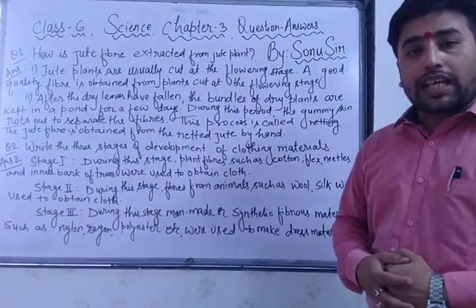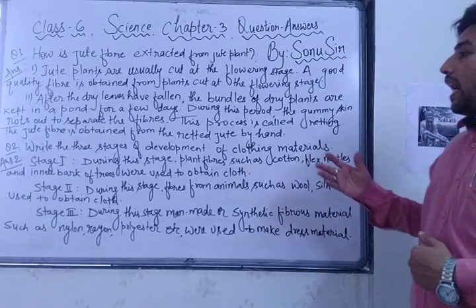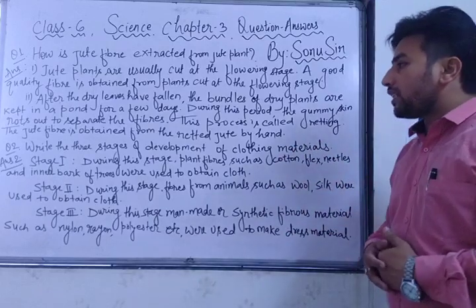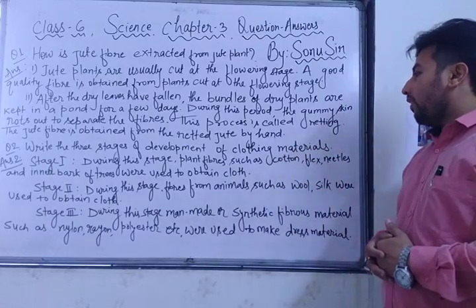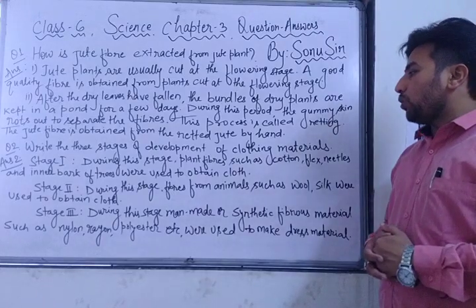After the dry leaves have fallen, the bundles of jute plants or dry plants are kept in a pond for a few days. During this period, the gummy skin rots out to separate the fibers. This process is called retting. The jute fiber is obtained from the retted jute by hand.